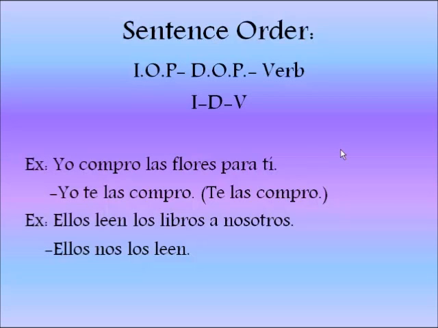Our second example is they read the books to us. So again, which one is our direct object? They read what? Alright, books is our direct object. And to whom? To us. We are the indirect object. So since the indirect object has to come first, we'll replace nosotros with nos. So ellos, nos. Then we need our direct object. Since libros is plural and masculine, we'll replace it with the word los. And then we've got they read. So they read them to us is what ellos nos los leen means.